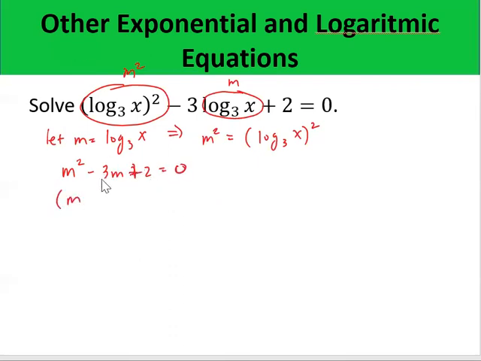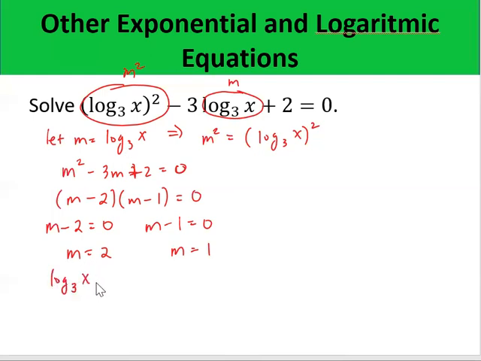So factoring this particular quadratic equation, we get m minus 2 times m minus 1 is equal to 0. And then equating both factors to 0, we have m minus 2 equals 0 and m minus 1 equals 0. So this gives us m is equal to positive 2 and m is equal to positive 1. However, m is logarithm of x to the base 3. So we shall replace that by logarithm of x to the base 3 and equate it to 2. And then this one is again replaced by logarithm of x to the base 3 and equated to 1. So to solve for x, we will write this in exponential form.